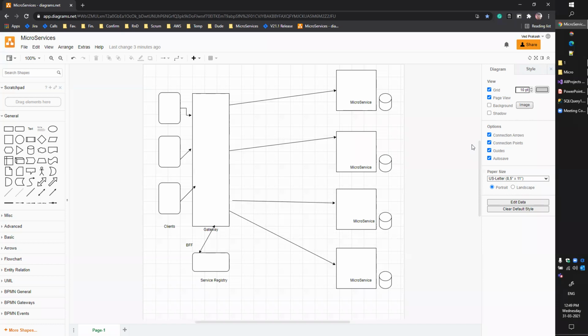So again, it is case to case. There is no bold line that this is the only way. That depends on the scenario.